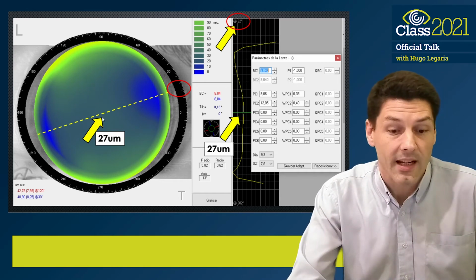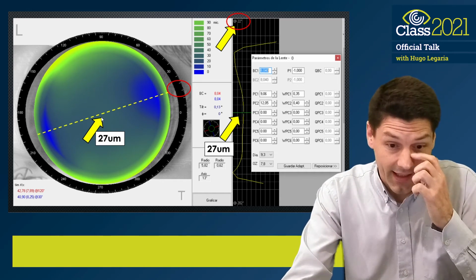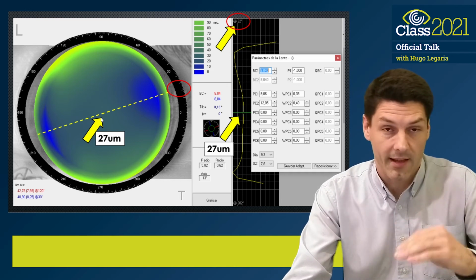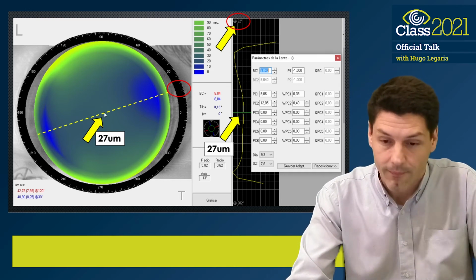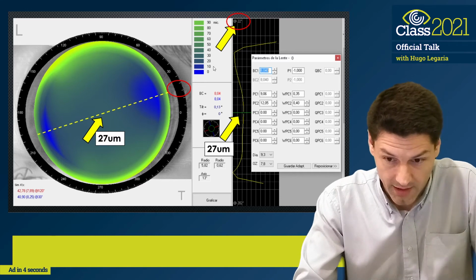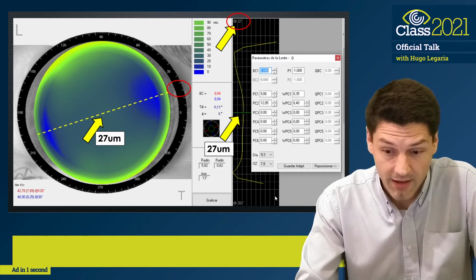I am measuring in the center that we have 27 microns of elevation. The central TLT, the lens supports in here where I am seeing the graph of the profile.